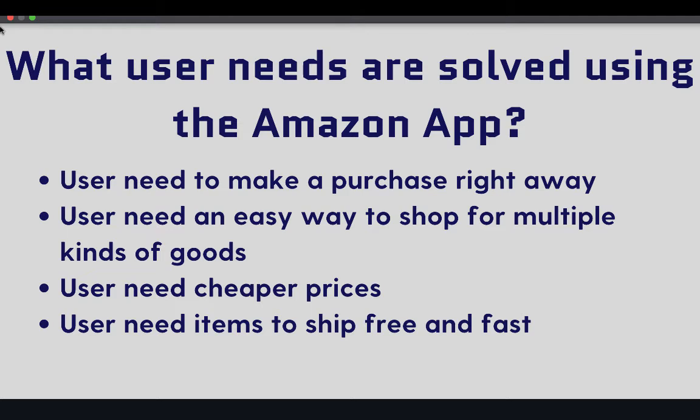I need an easy way to shop for multiple kinds of goods. So users really like things to be easy. Users like to save time. So when you guys are coming up with your user statements, these are really good things to keep in mind. Users need cheaper prices. Sometimes perhaps Amazon offers that. Users need free shipping. So I know a lot of people look for free shipping when it comes to online shopping.